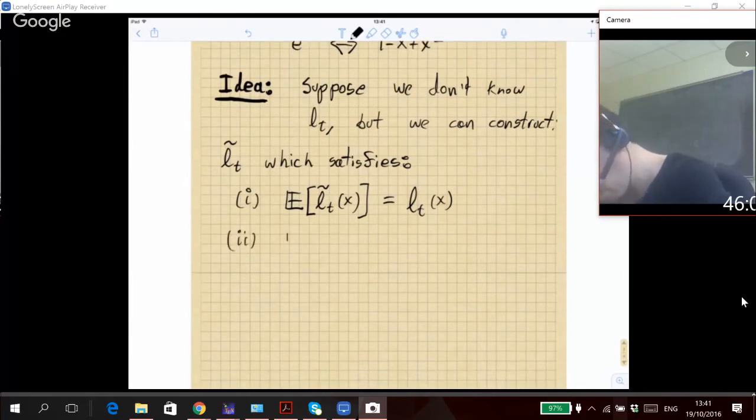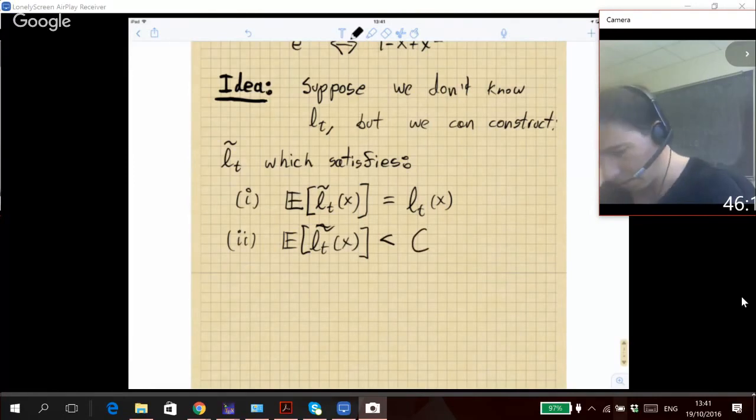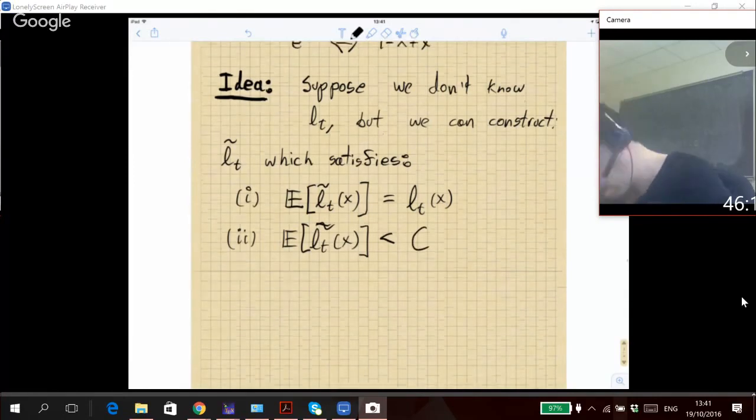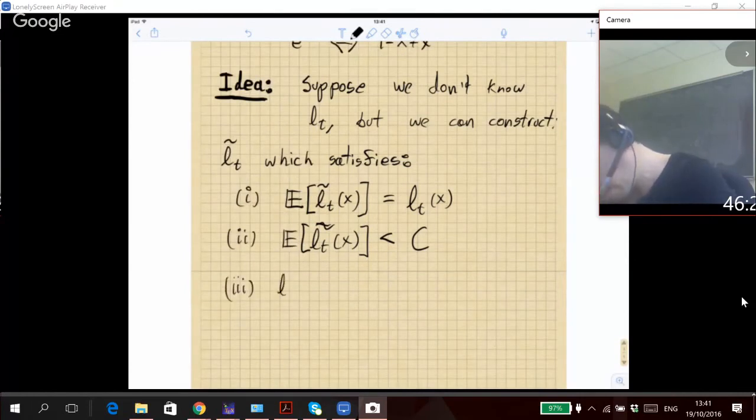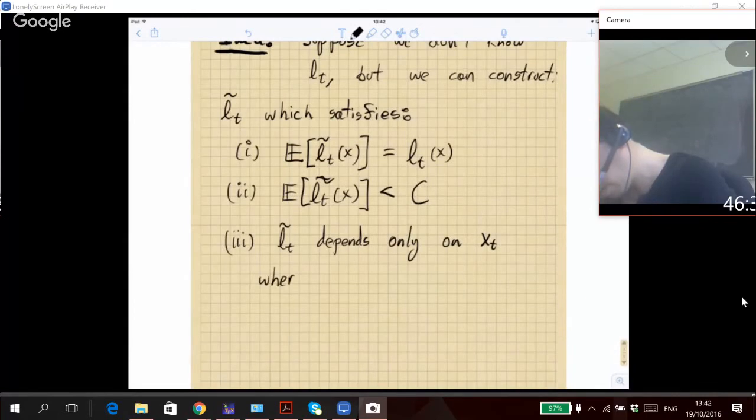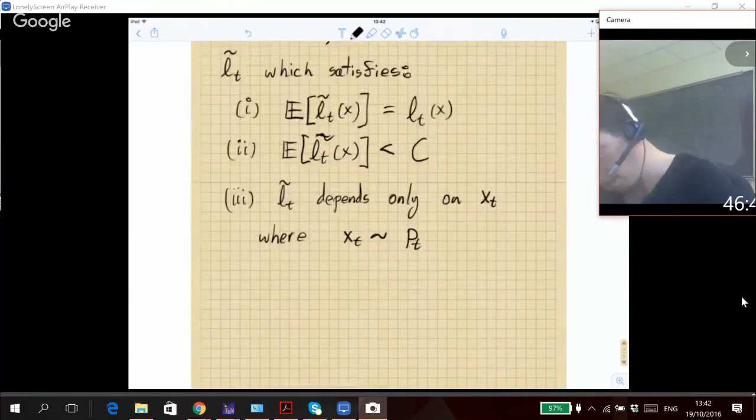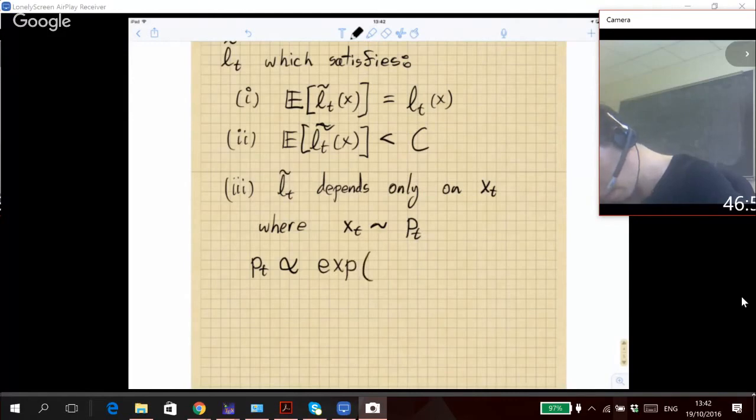Suppose also that the expectation of tilde LT square of x is not too big. So suppose that it's smaller than some constant C. And suppose that tilde LT depends only on x sub t, where, let me remind you that x sub t was sampled from pt. And again, pt is just proportional to e to the minus some eta times the sum of now tilde lt.